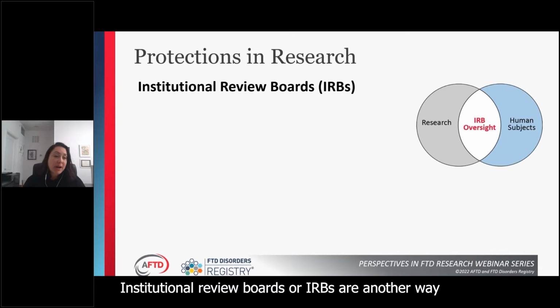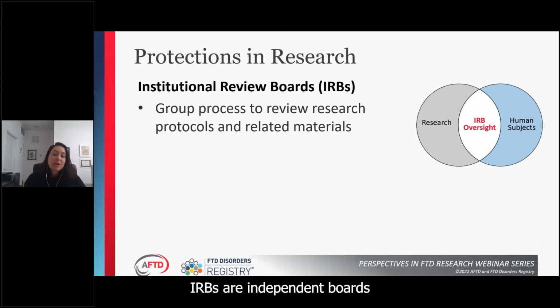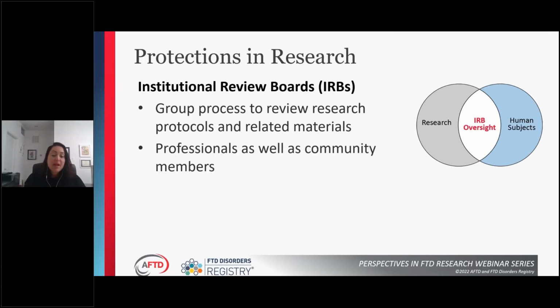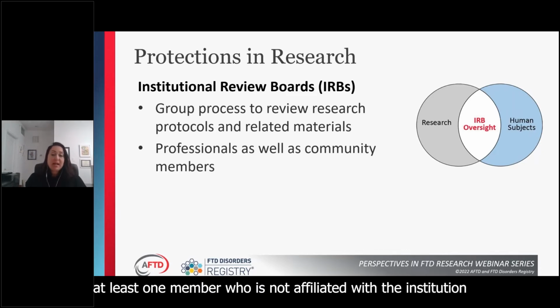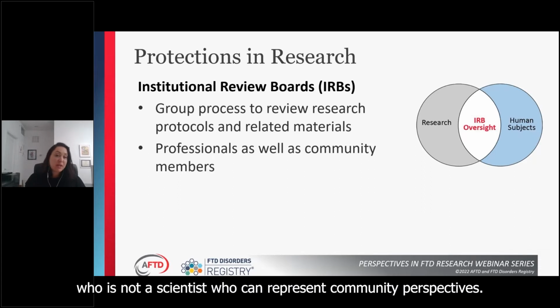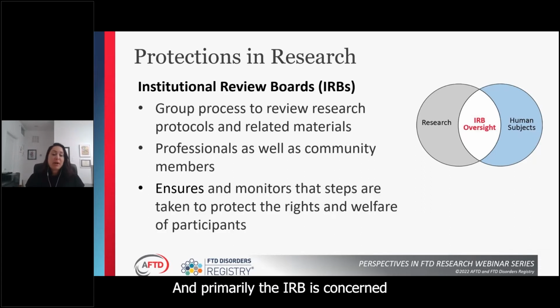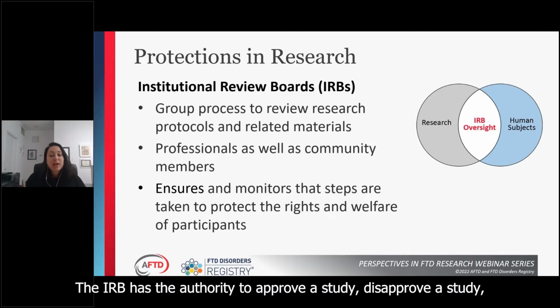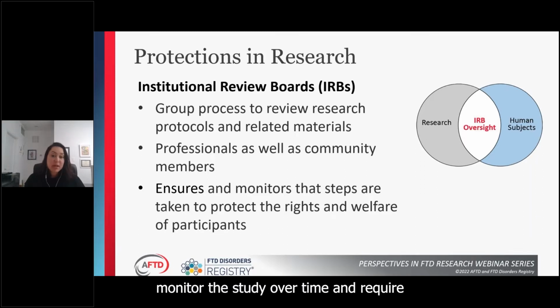Institutional review boards, or IRBs, are another way that research participants are protected. IRBs are independent boards that come together as a group to review all research involving human beings before the research study begins. The IRBs include professionals, as well as at least one member who is not affiliated with the institution conducting the research, and at least one member who is not a scientist who can represent community perspectives. And primarily, the IRB is concerned with protecting the welfare, rights, and privacy of participants. The IRB has the authority to approve a study, disapprove a study, monitor the study over time, and require changes in research activities.